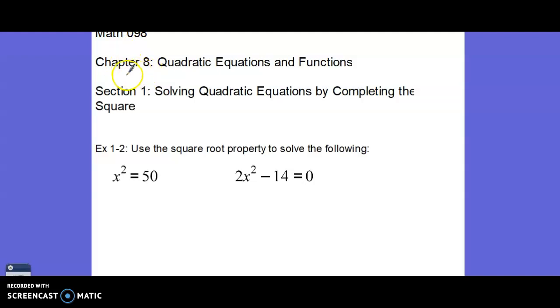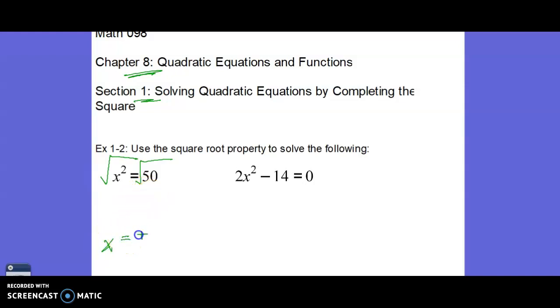Hey, Math 098, we're going to do Chapter 8, Section 1, and we'll be solving quadratic equations by completing the square. And the first thing they want you to do is just practice the square root property. What the square root property is getting you to practice is if you have a square problem, you square root both sides. And I believe they want you to do two things.